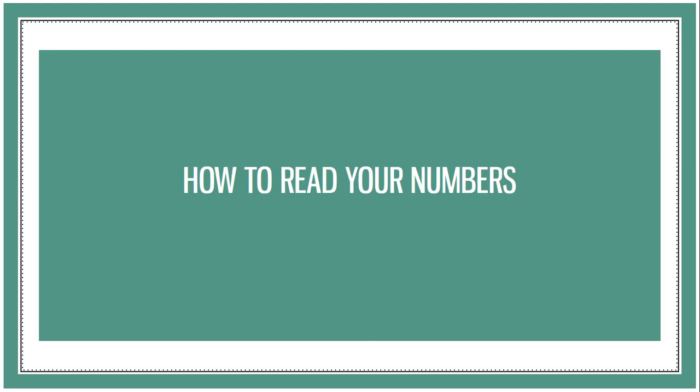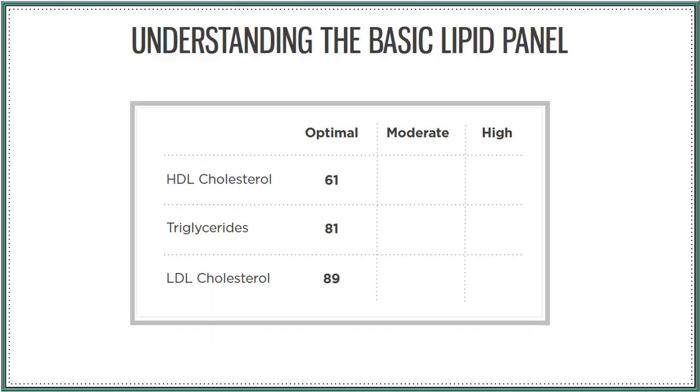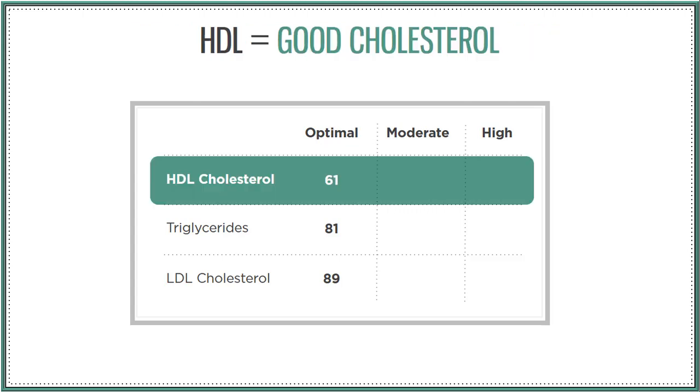So let's start with the basic cholesterol blood test. This is called a lipid panel or a cholesterol panel. On this panel, you see three important metrics: your HDL, your triglycerides, and your LDL cholesterol. Some more advanced panels will give you additional information about LDL and HDL, but these do not change our mastery programs or our recommendations. Let's start with your HDL cholesterol.